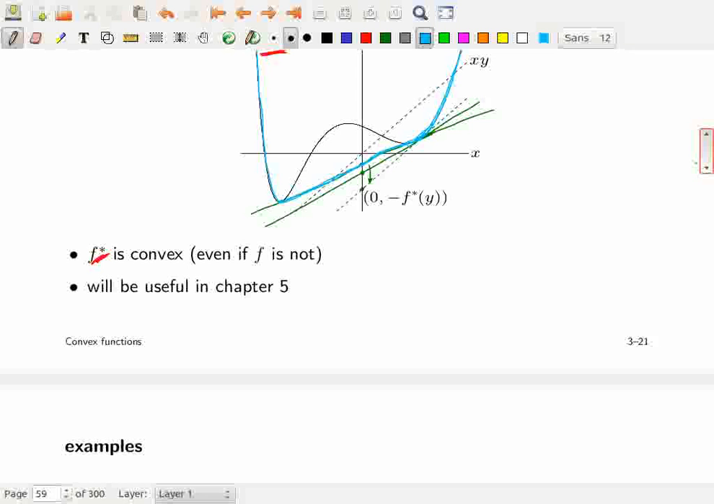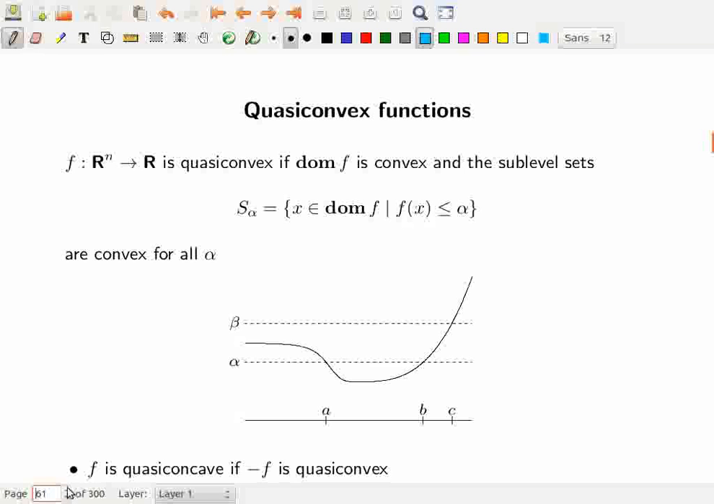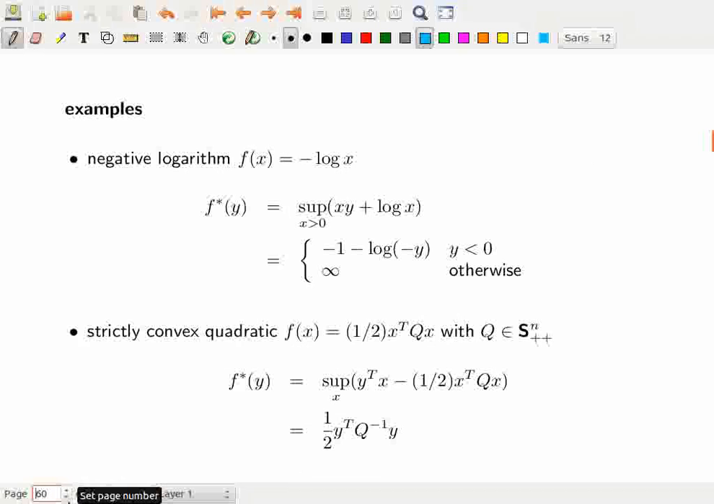Let's do some examples and see how we can find the conjugate of some given function. Let's start with this one. We have negative logarithm. f of x is equal to minus log of x, and the conjugate of f, by definition, is equal to the supremum or maximum over x of xy plus log x.